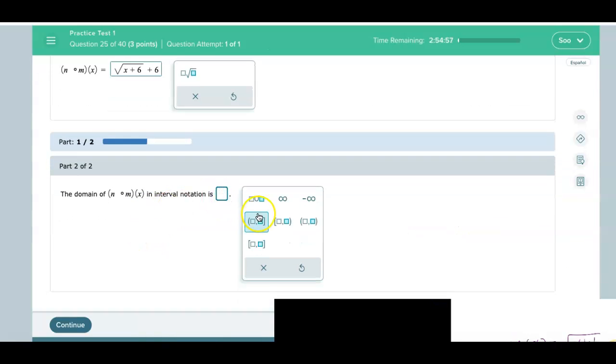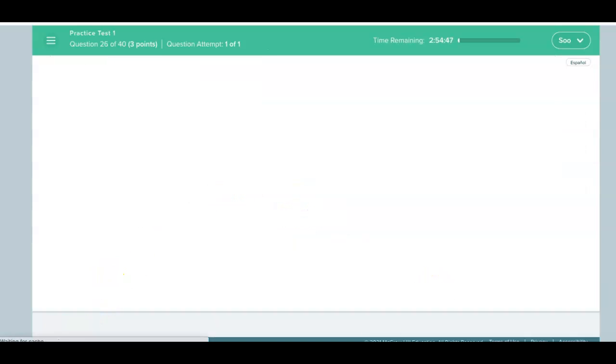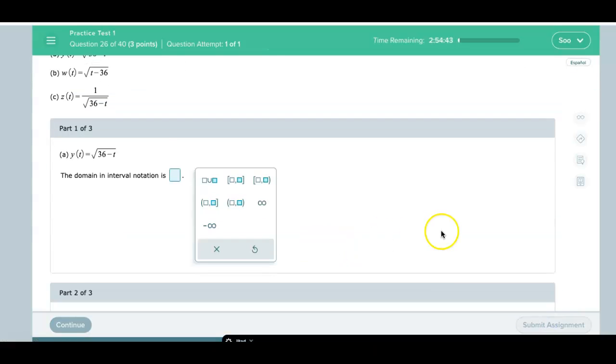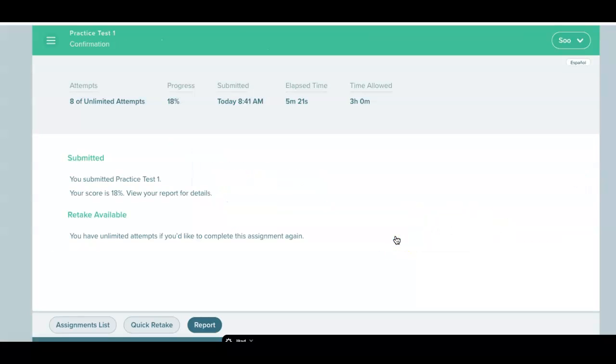I need the one that's starting with the square bracket, and I'll type negative 6. And the right one is going to be positive infinity. And if I continue, it will show me the next problem. But since this is the last one, I'm going to go ahead and submit this. And I'm going to have to come back another time because I have to start my other class very soon.